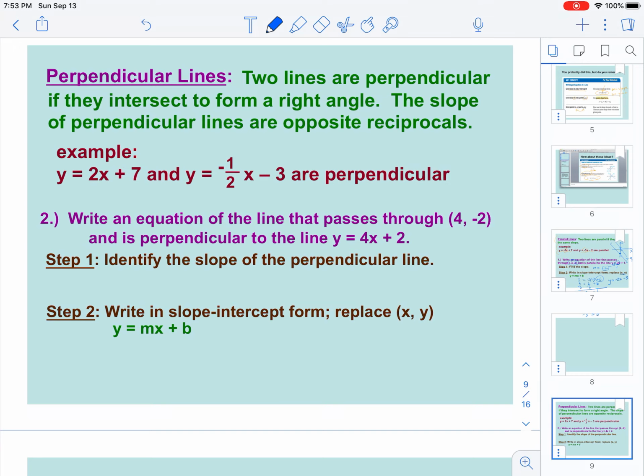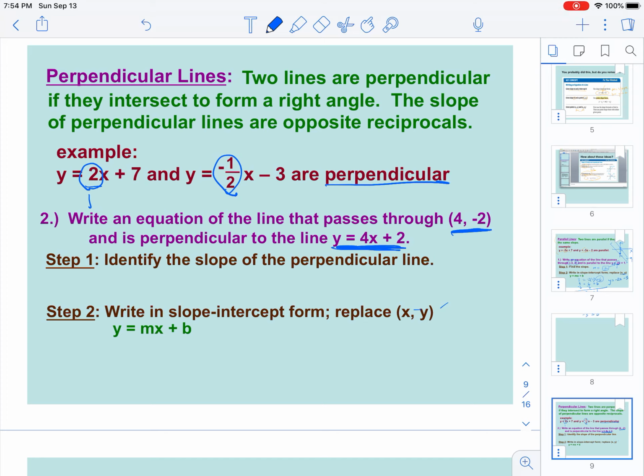The other thing that we talked about was that two lines are perpendicular if they form a right angle when they intersect, and the slopes are negative reciprocals of each other, or opposite reciprocals. So you'll notice in this example right here that this line has a slope of 2, this one has a slope of -1/2. They are negative reciprocals of each other, so we know that they're perpendicular. So let's look at a problem. Write an equation of a line that passes through (4, -2) and is perpendicular to this line right here.